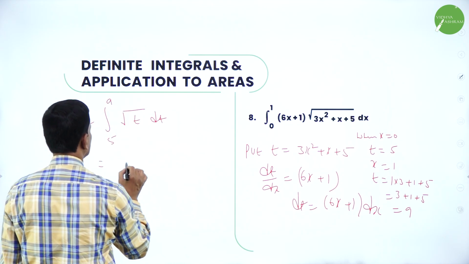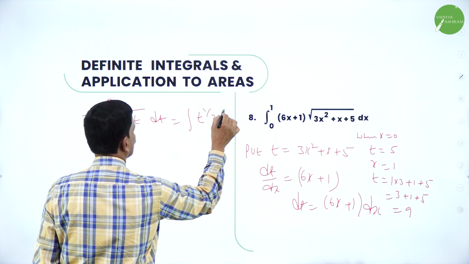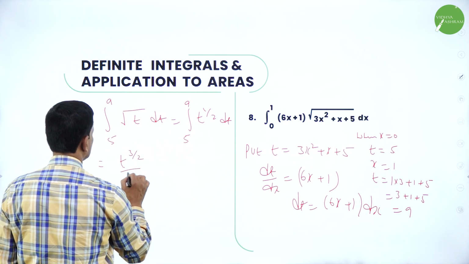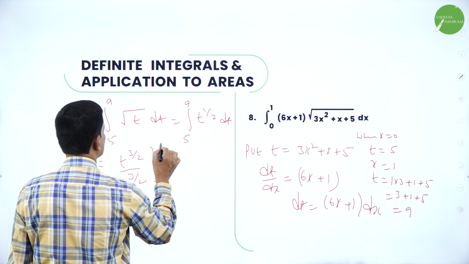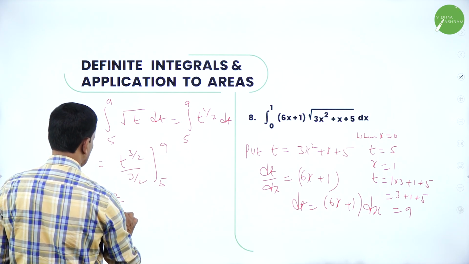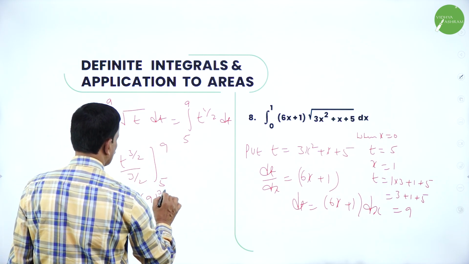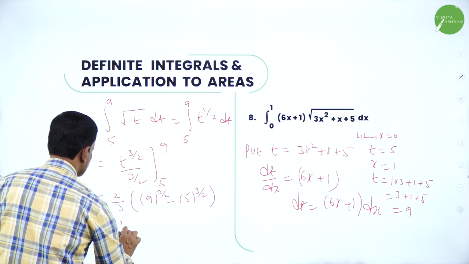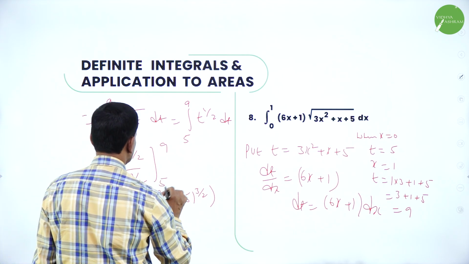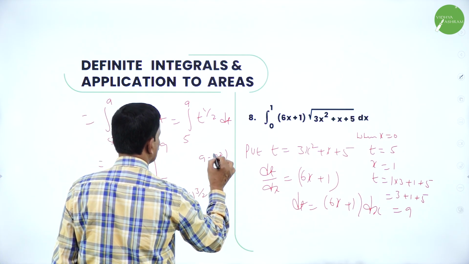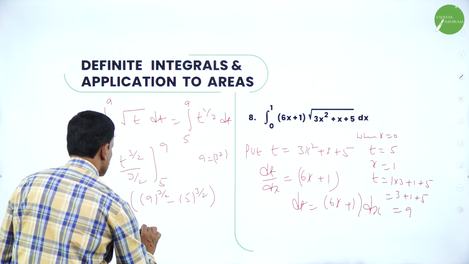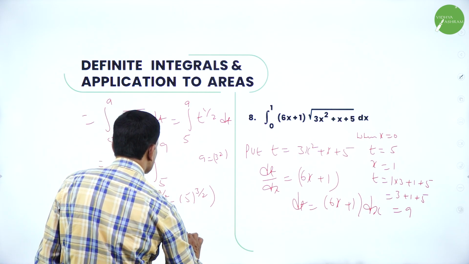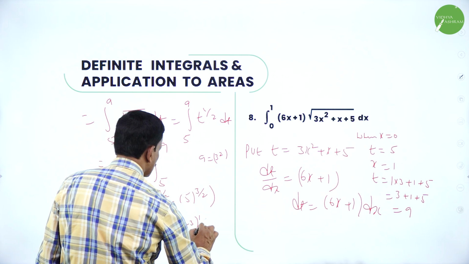So integrate it. The integral of this is nothing but t to the power of 1 by 2 dt between limits 5 to 9. So t to the power of 3 by 2 by 3 by 2 between limits 5 to 9. This can be written as 2 by 3, apply the upper limit: 9 to the power of 3 by 2 minus 5 to the power of 3 by 2. So this is nothing but 2 by 3 into, 9 is equal to 3 square, so (3 square) whole to the power of 3 by 2 minus 5 to the power of 3 by 2.